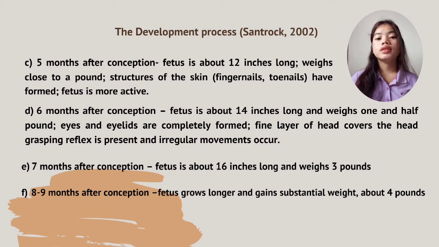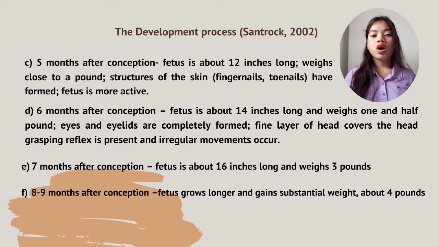Eyes and eyelids are completely formed. A fine layer of hair covers the head, the grasping reflex is present, and irregular movements occur. 7 months after conception, the fetus is about 16 inches long and weighs 3 pounds. And lastly, 8 to 9 months after conception, the fetus grows longer and gains substantial weight, about 4 pounds.